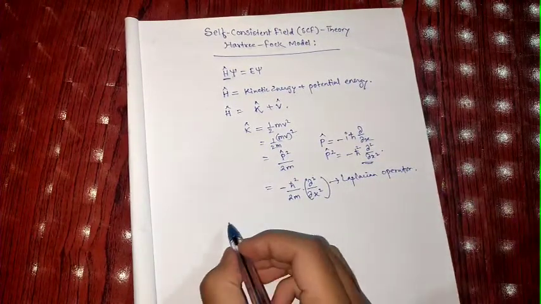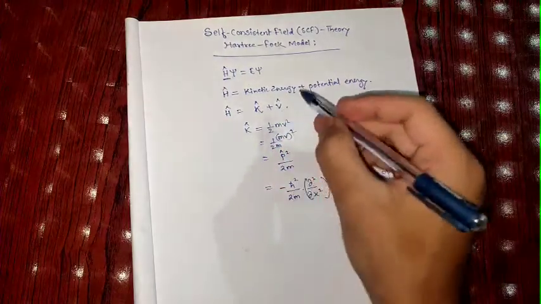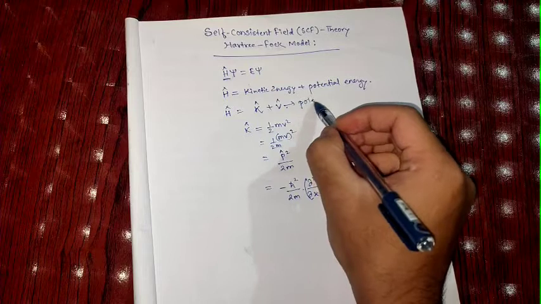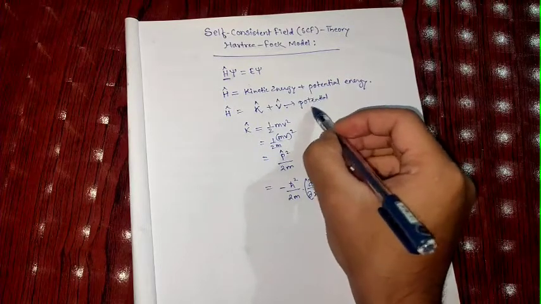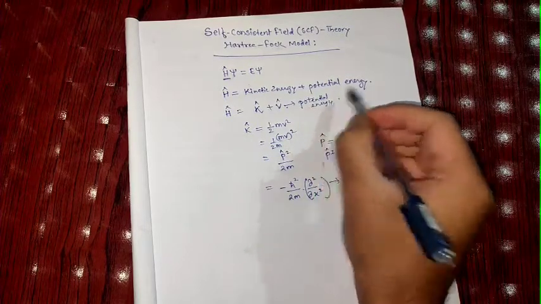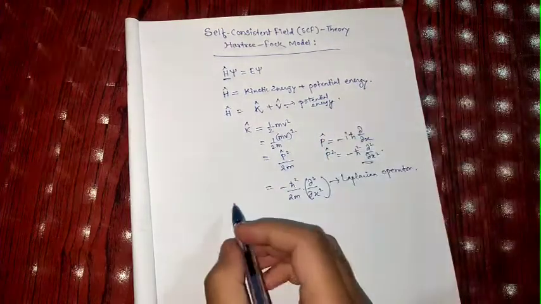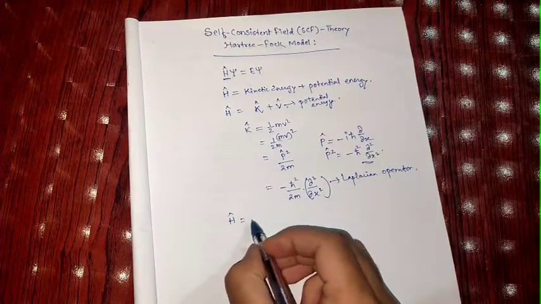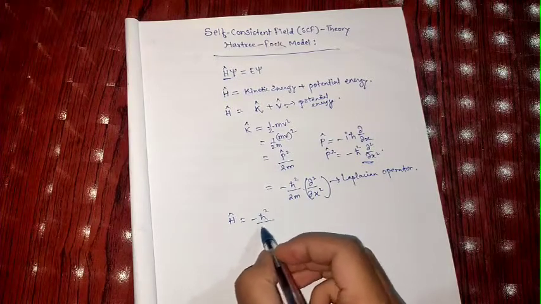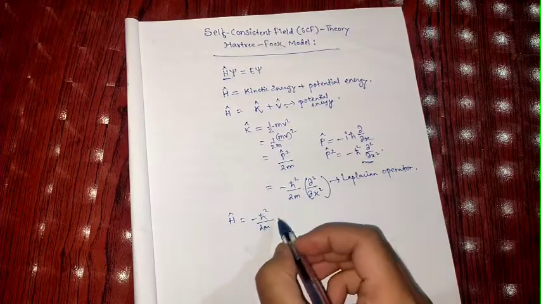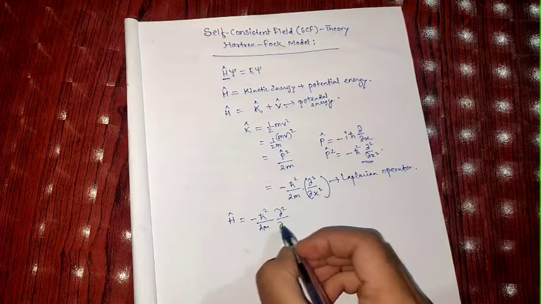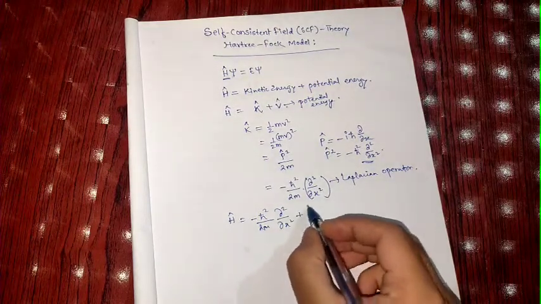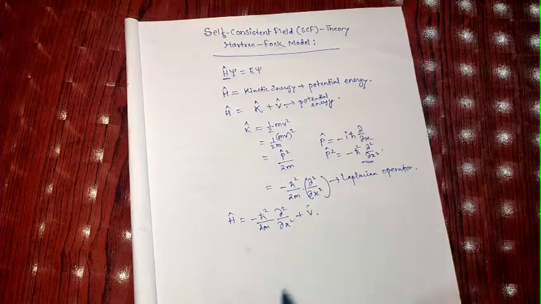Now the potential energy operator: its value is nothing but the potential energy itself. The potential energy itself is the value for the potential operator. So H cap becomes minus h bar square by twice m del square by del x square plus the potential operator V cap.